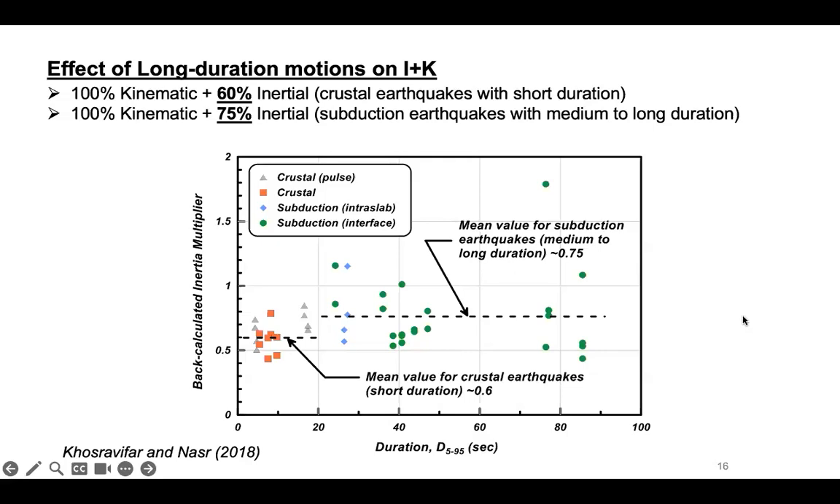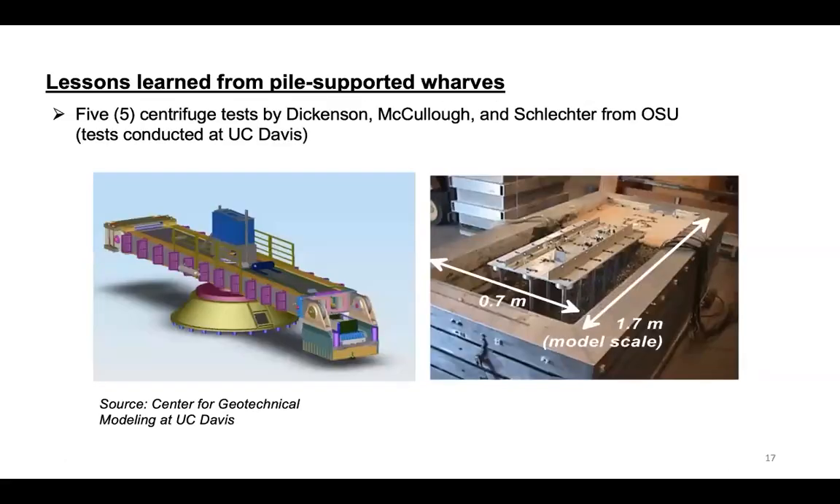And this probably supports the approach that the Washington DOT takes. Even though the magnitude of the multipliers that they propose are different than what we found here, the idea of making the inertia multipliers or the load factors dependent on the hazard contribution appears to be a logical approach in design.